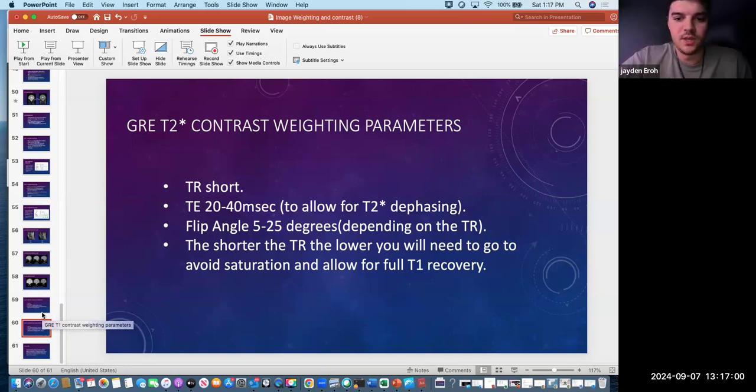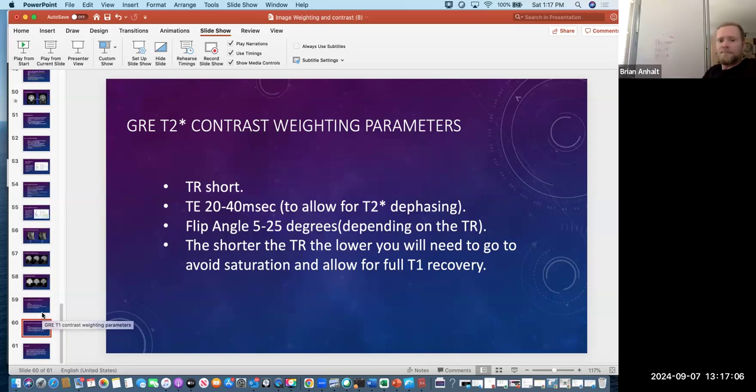Is it always going to be in increments of like 5 and 10, or could it be like 76, for example, on the flip angle? It could be, yeah. As long as it's within that range that we defined.